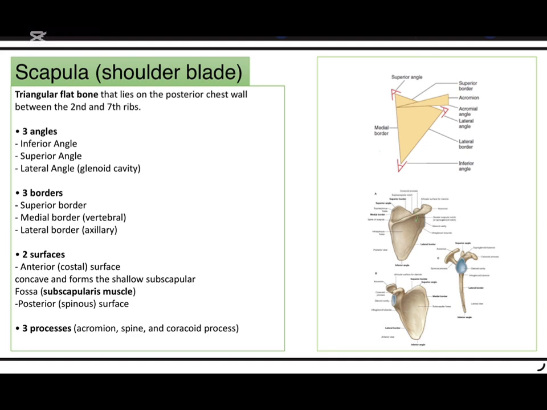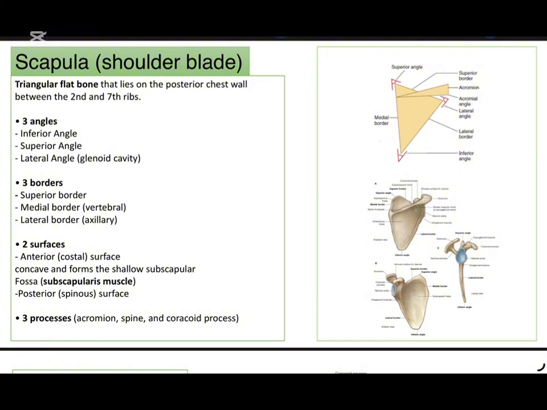Posteriorly here on the posterior surface, I find a process dividing the posterior surface into 2 fossae. This process, we call it the spinous process, okay? So how can I know this is the anterior and this is the posterior surface? From the spinous process. So we said this process will divide the area into 2.